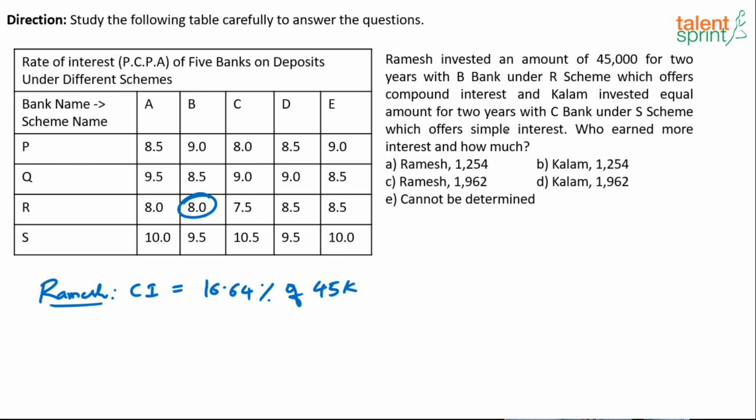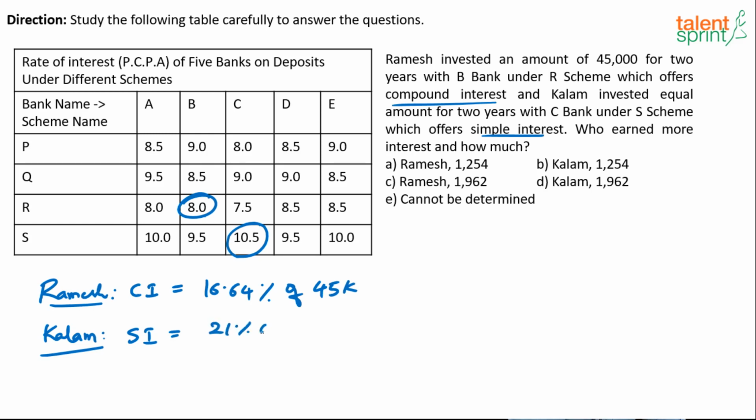Kalam invested equal amount for 2 years with C Bank S scheme. C Bank S scheme is 10.5%. So we are doing Kalam's calculation now, right? Now this is simple interest. The previous one was compound interest, this one is simple interest. So what will be the simple interest?